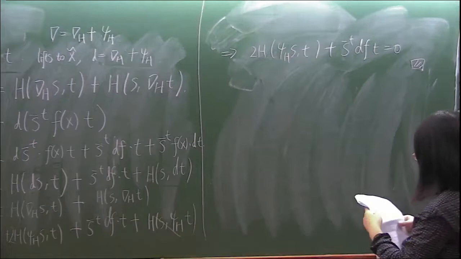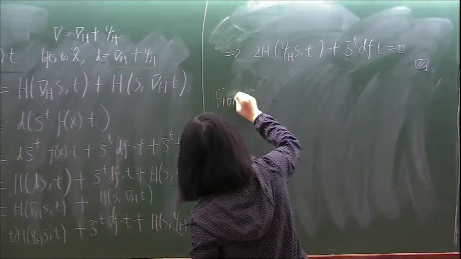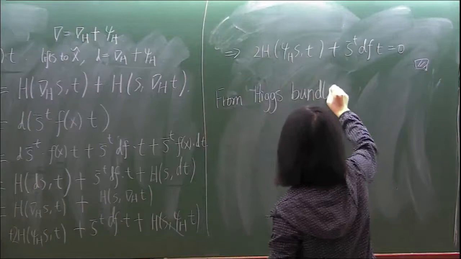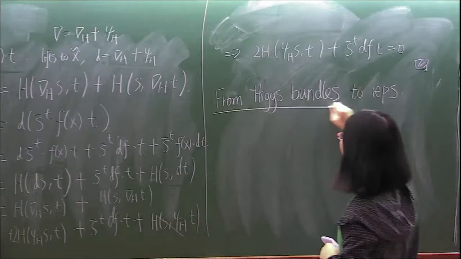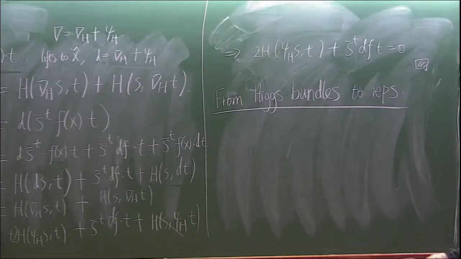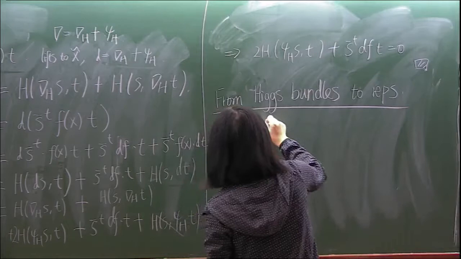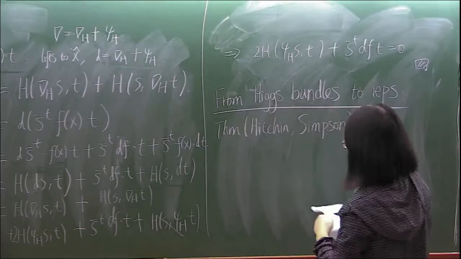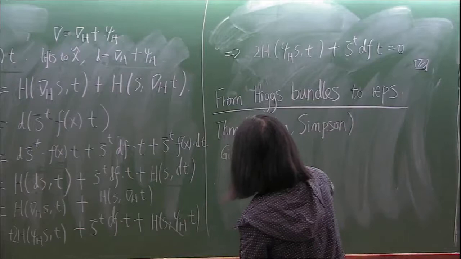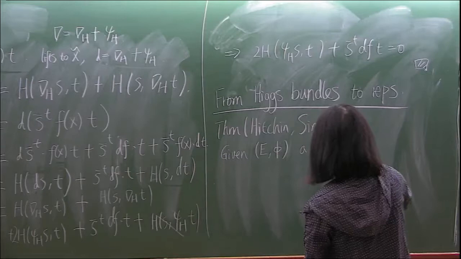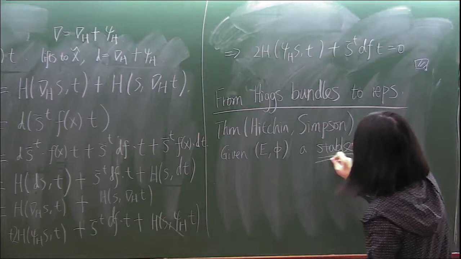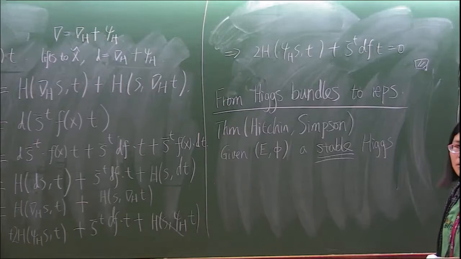Let's say one more thing from Higgs bundles to representations. Because the previous lecture is about, from a representation, how do we get to a Higgs bundle? And for the representation, we add the condition as irreducible. But if we start from Higgs bundles, the theorem of Hitchin and Simpson is the same. Given a stable Higgs bundle phi, so I didn't explain stable, it is a corresponding constraint for the irreducible representation.